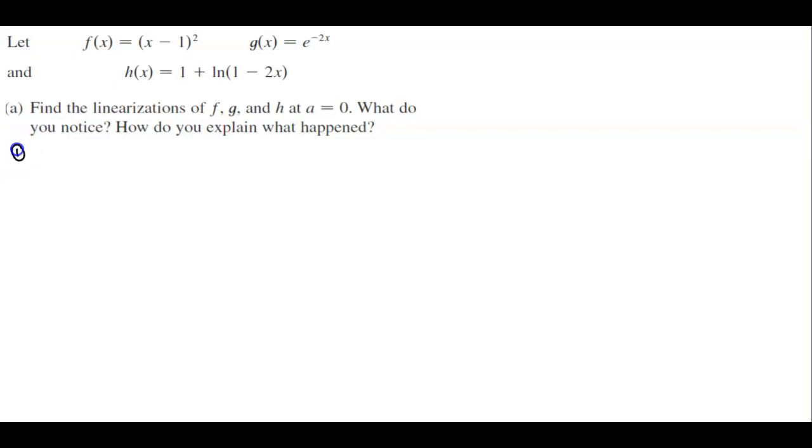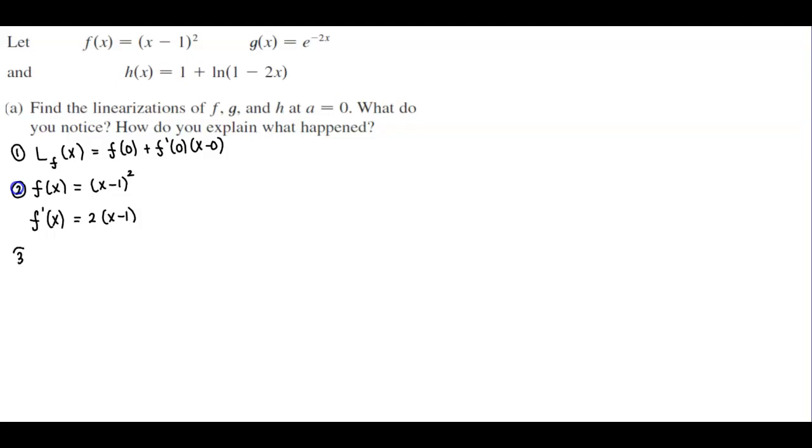So, the first thing is we're going to call this L_f of x. And we know it's going to be f of 0 plus f prime of 0 times (x minus 0). And we also know that our function f of x is equal to (x minus 1) squared. And we know that the derivative of this function is going to equal 2 times (x minus 1) to the power of 1 times the derivative of x, which is 1.